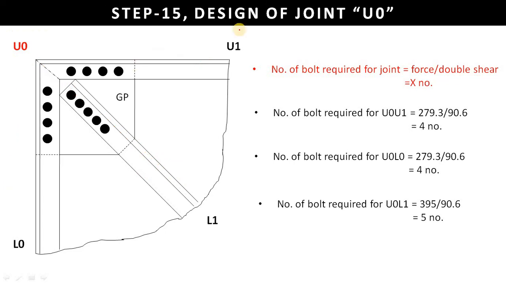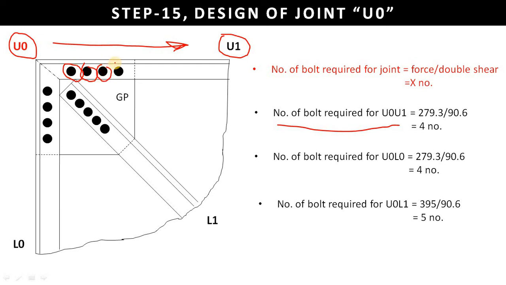So the number of bolts required at joint U0U1: the force in this particular member we have is 279.3 kilonewton divided by double shear, which is 90.6. So we got 4 numbers of bolts. So we will provide 4 numbers of bolts connecting the GP.